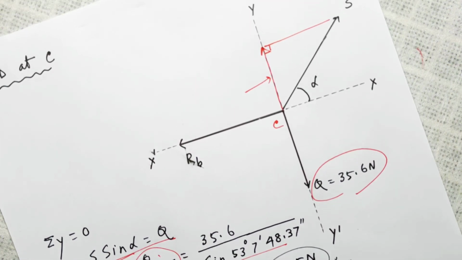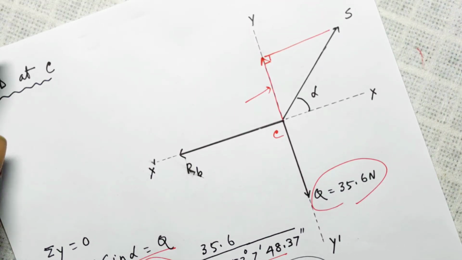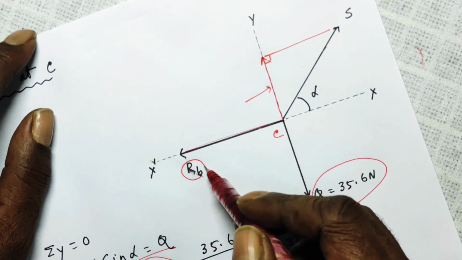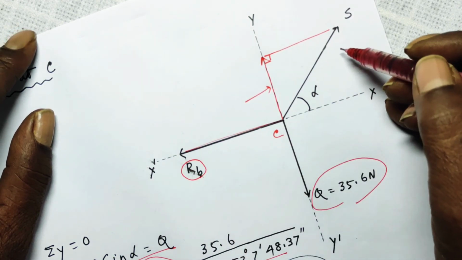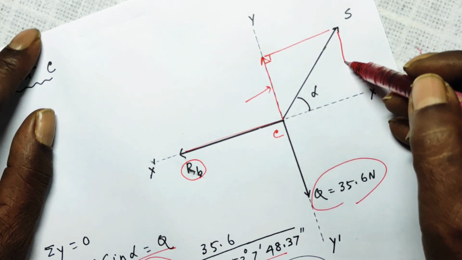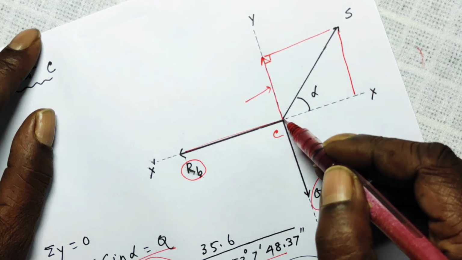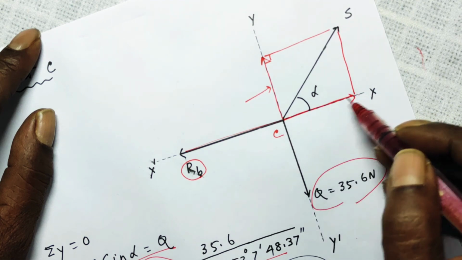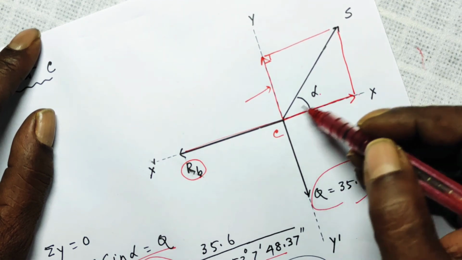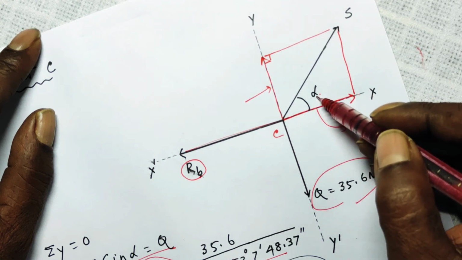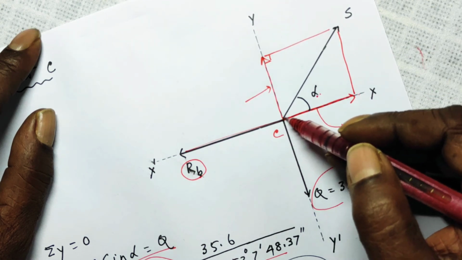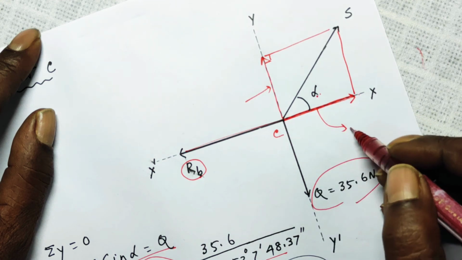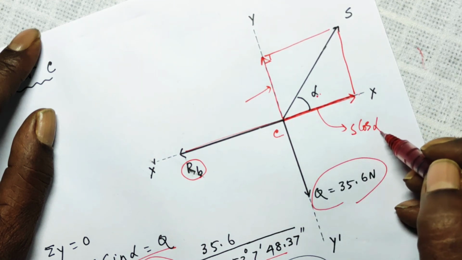Now let us apply sigma x equal to 0. Which are the forces along the x-axis? This RB reaction force is along the negative x-axis, and the component of the tension force in the string along the positive x-axis will be this much. In this triangle, cosine of alpha is base over hypotenuse, and cross multiplying, you get this length as S cos alpha.